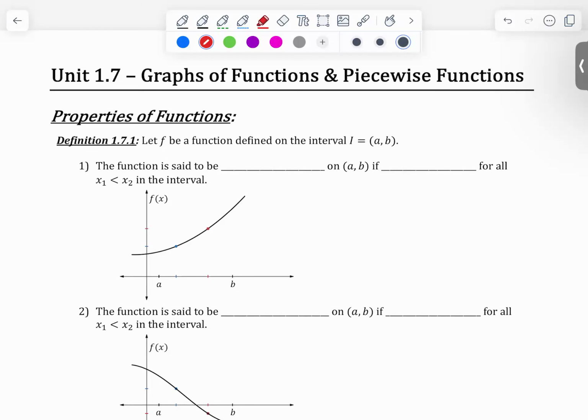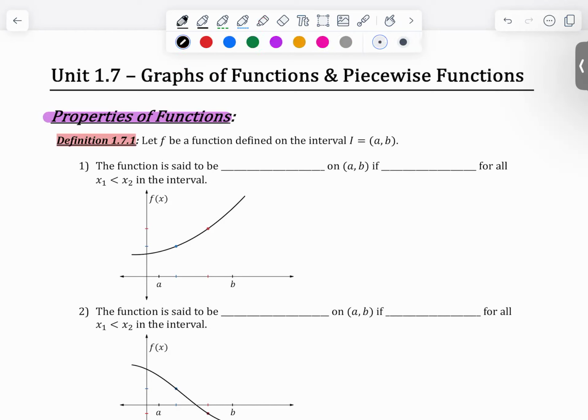Hello, everyone, and welcome to our first video on Unit 1.7, which is the graphs of functions and piecewise functions. Though we should probably call this the properties of graphs of functions, but I digress. So we'll start with the properties. And in order to do that, we'll start with the first definition, 1.7.1.